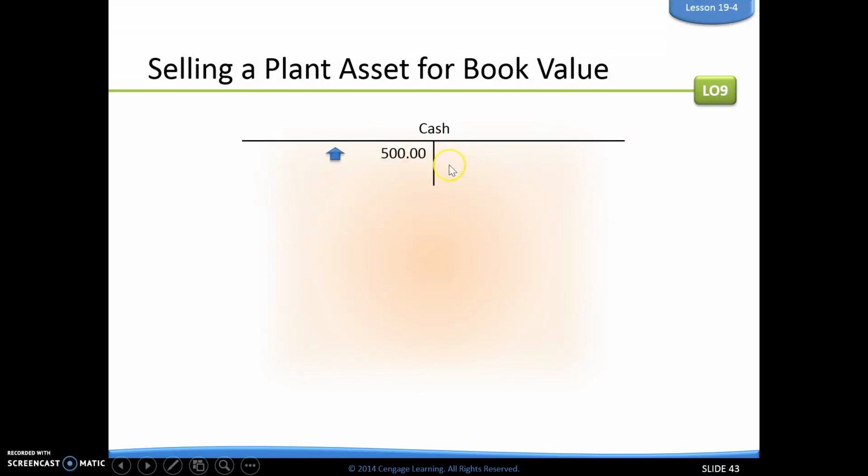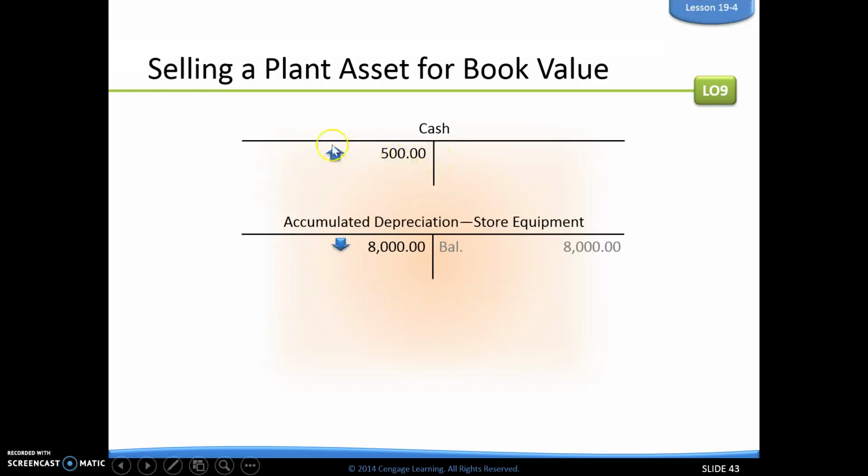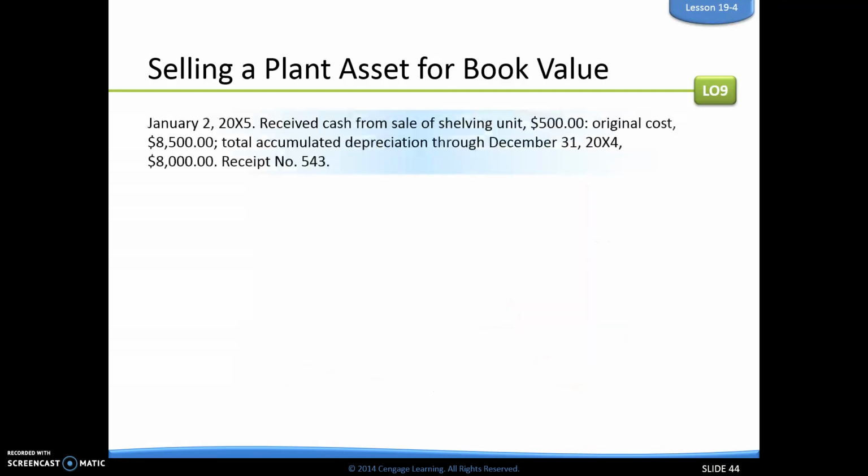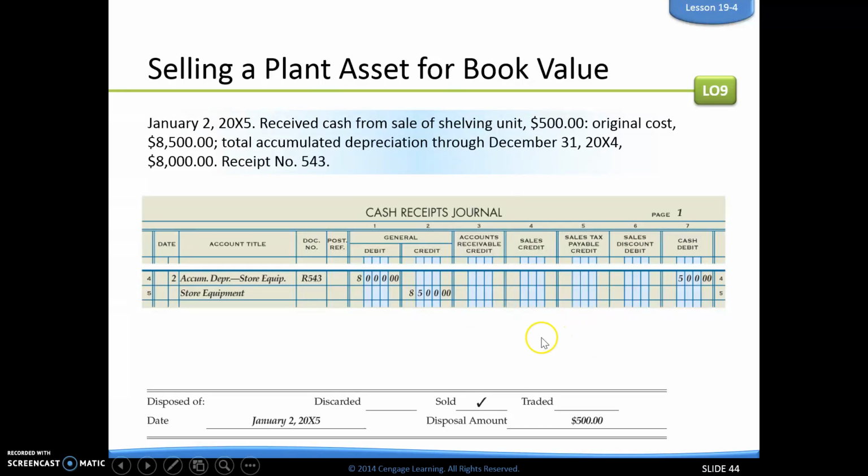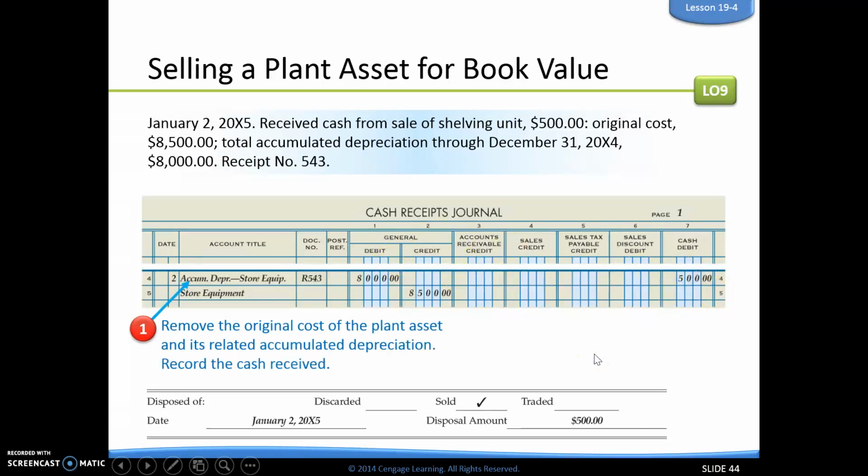So we do receive $500 in cash for that asset. So cash goes up by 500. Then what we need to do is get rid of our accumulated depreciation, which was 8,000, and get rid of our total store equipment, which was 8,500. So you can see here that we have a debit of 500 and a debit of 8,000, and those two together equal our credit of 8,500. So debits and credits are equal. What that looks like in the actual journal is, remember, we are receiving cash, so our accumulated depreciation gets debited, store equipment gets credited, and cash gets debited.